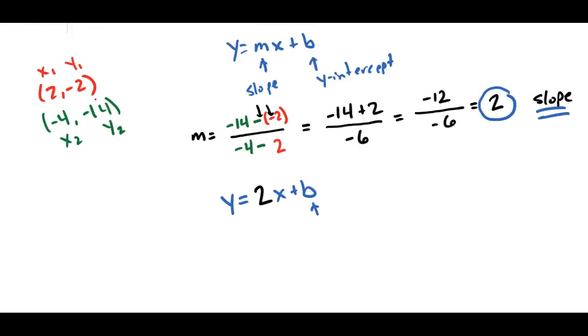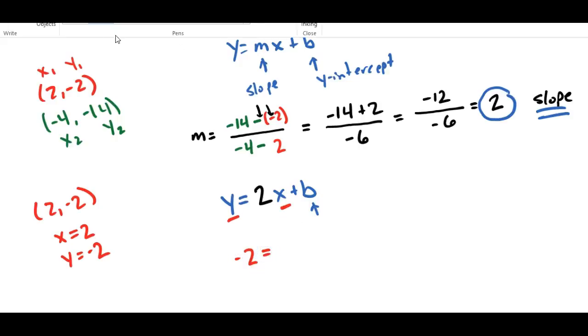So when we have the ordered pair 2, negative 2, what we're saying is that when x is equal to 2, y is equal to negative 2. And I can put that information into my equation. So y is equal to negative 2. Then we have 2 times x. And in this situation, x was 2, plus b. So now we're going to do a little bit of algebra here.